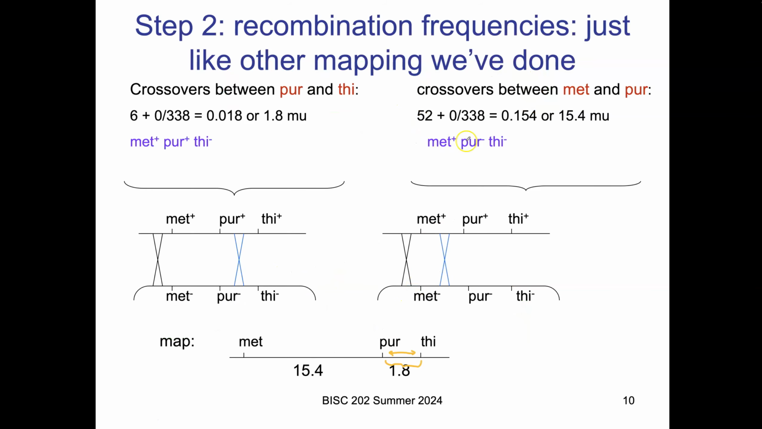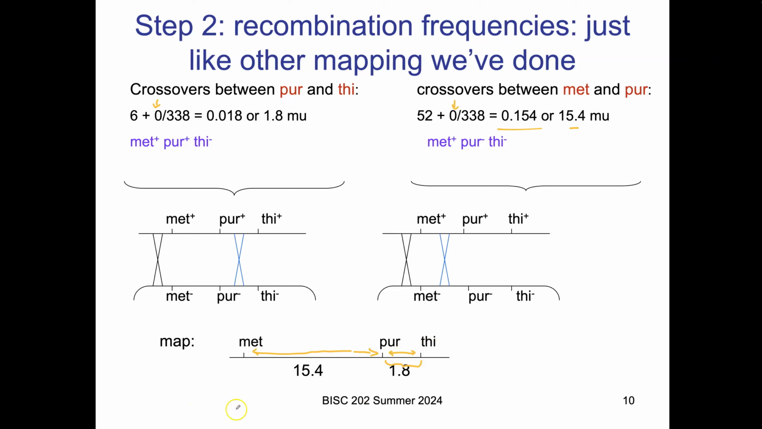And then for the methionine to purine distance, it's 52, but notice plus 0, so don't forget that you want to include those. If there were 2 of those, you'd add the 2 here, and that gives you 0.154 or 15.4 map units. So clearly the way it's been drawn here is definitely not to scale. The methionine to purine distance is considerably larger, about 13 times larger than the purine to thymine distance.